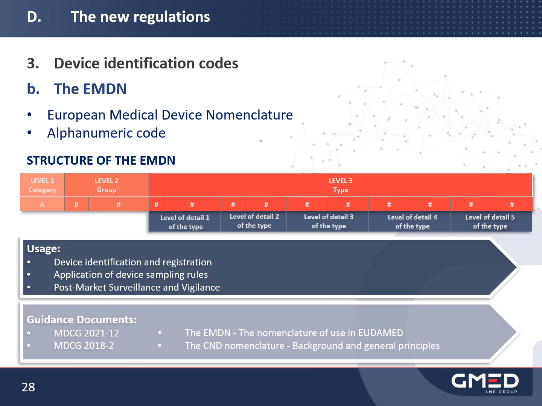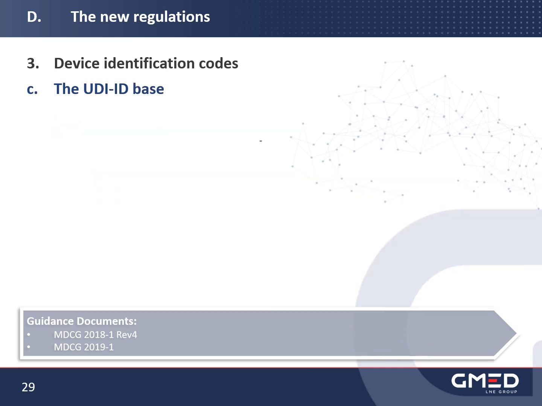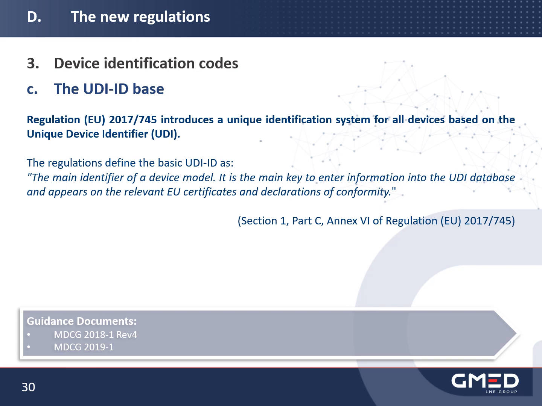The nomenclature is primarily used for device identification and registration, application of sampling rules, and post-market surveillance, vigilance, and post-market data. The third and final type of device identification code corresponds to the basic UDI ID. Regulation EU 2017/745 introduces a unique identification system for all devices based on the Unique Device Identifier (UDI) and defines the basic UDI ID as the primary identifier of a device model.